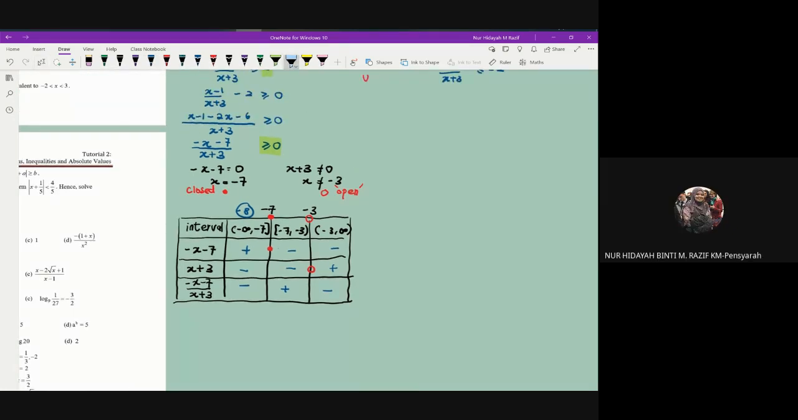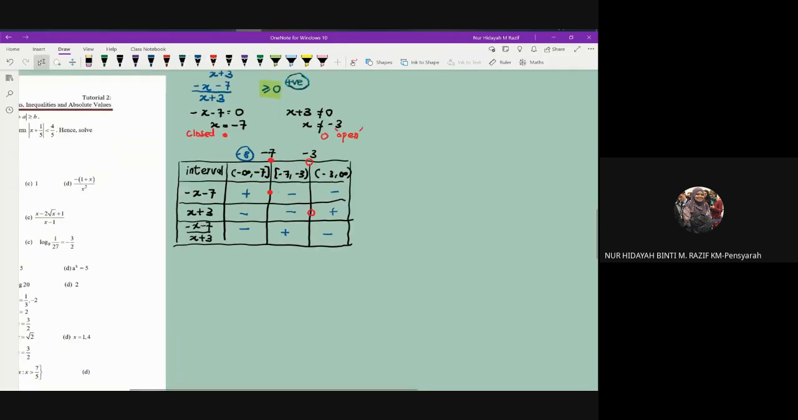Okay, so look here. What do we want? We want something yang positive, betul? So bila positive, which part kita akan ambil? We are going to take the one in between. Okay, so dari situ saya dapatlah jawapan. Jawapannya negative 7, negative 3, half open, half closed.